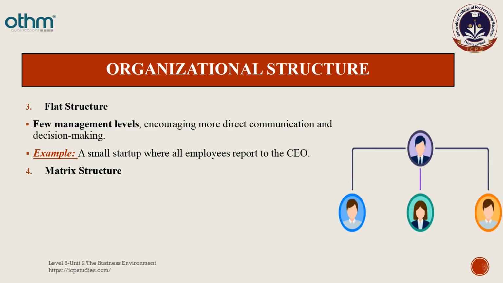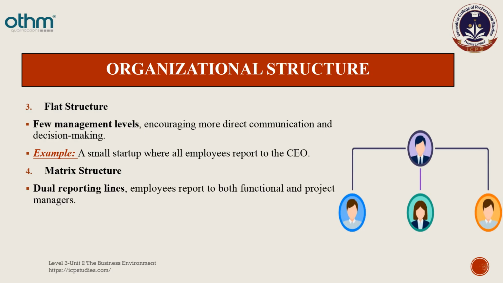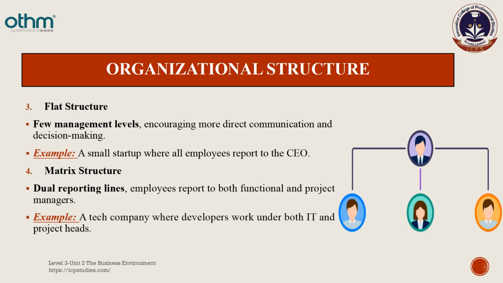And then we have the fourth type of organizational structure, that is matrix structure. In matrix structure, we have dual reporting lines, and employees have to report to both a functional manager and a project manager, unlike the flat structure where there is only one CEO to whom employees have to report. But in the matrix structure, there are two managers to whom employees have to report about the project or whatever they are working on. For example, there is a tech company where developers work under both IT and project heads, so they have to report to both the IT head and the project head.